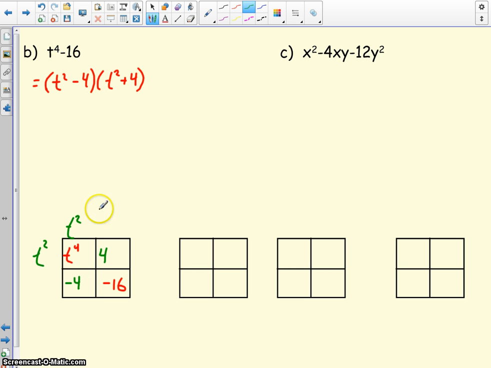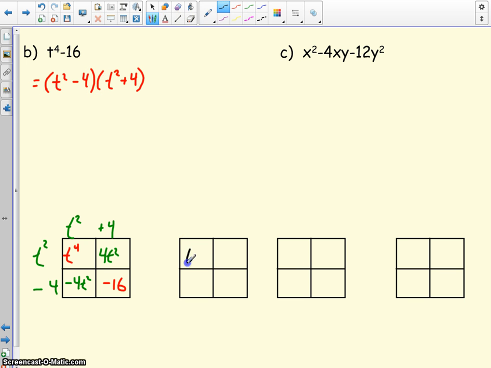However, my middle term would be t squared here because I'm going to have 4 times t squared here. So I'm going to get t squared and t squared here. So I get t squared minus 4, t squared plus 4. Okay, and this is an excellent start. Once again, we should always try to see if this factors any further.